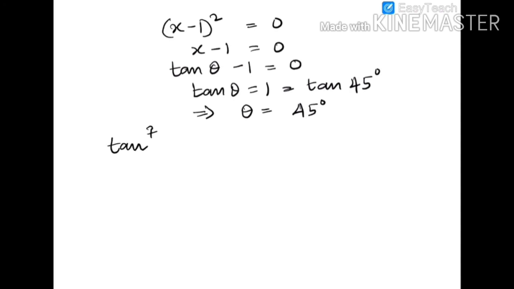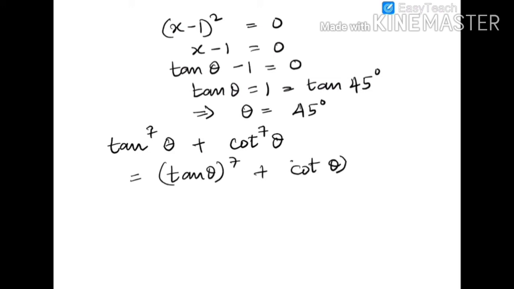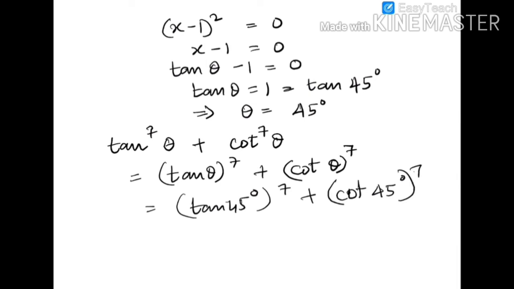So now we can find out tan to the power 7 theta plus cot to the power 7 theta. This is same as tan theta to the power 7 plus cot theta to the power 7. So tan 45 to the power 7 plus cot 45 to the power 7. Tan 45 is 1 and cot 45 is also 1, reciprocal of tan 45. This is same as 1 plus 1, which is equal to 2.